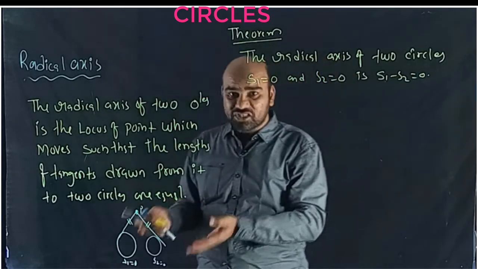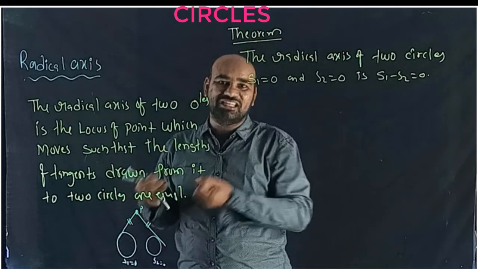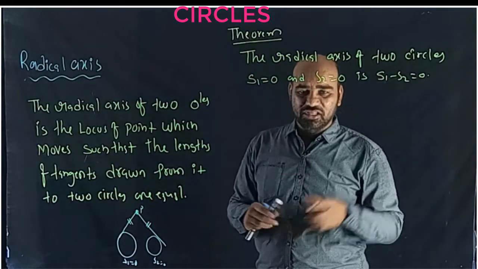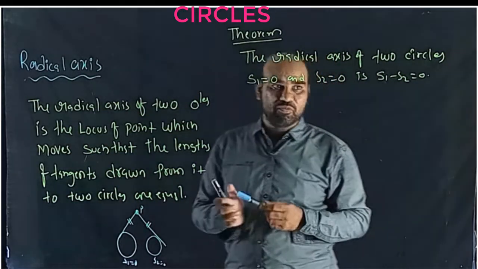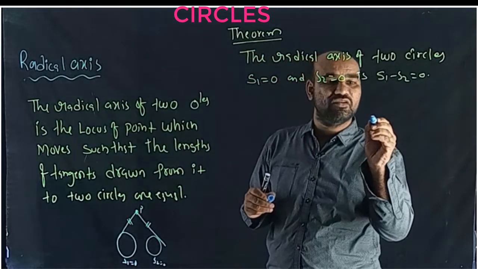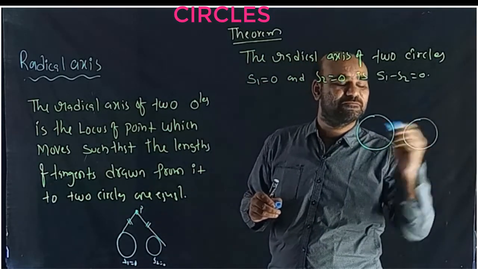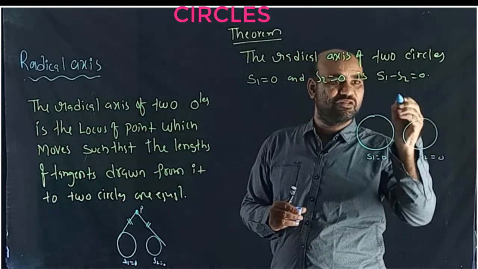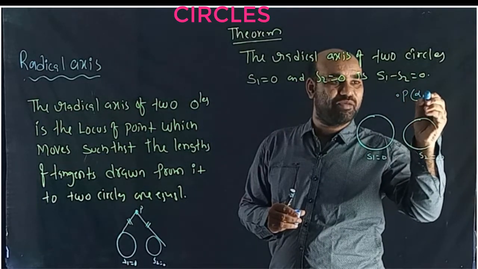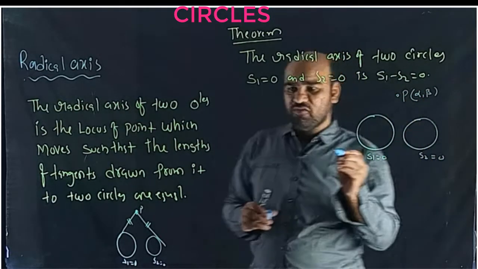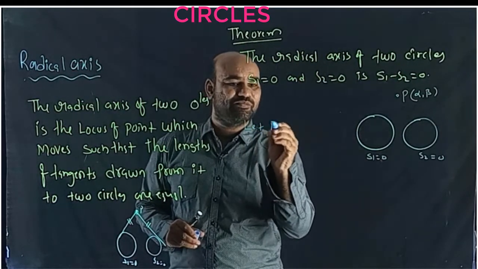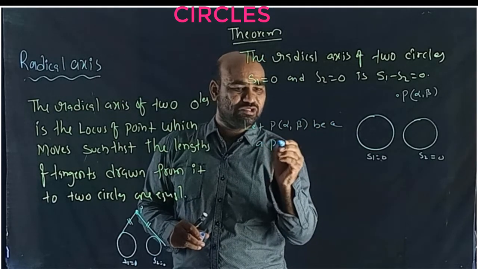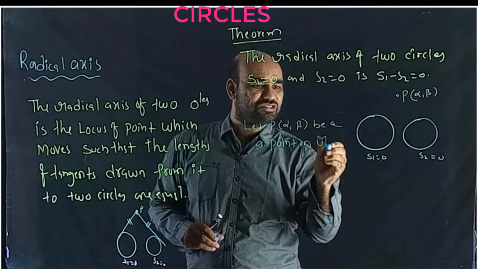So what is my situation? First situation, the circles are not intersecting each other. In this situation, S1 - S2 = 0 stands for the equation of the radical axis. I will prove it. Observe here, two circles are given. Say this is S1 = 0 and this is S2 = 0. Let P(alpha, beta) be a point on the required locus.